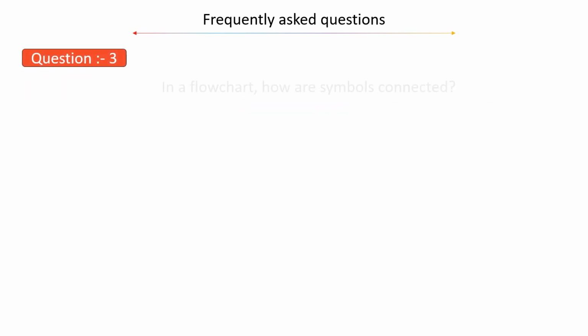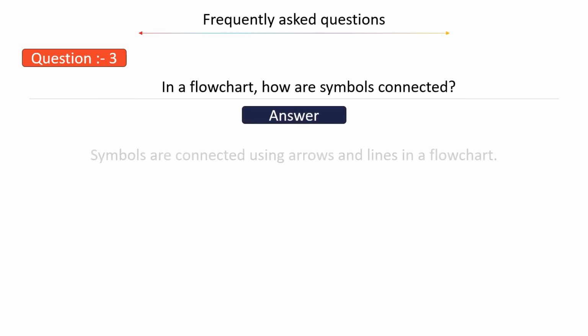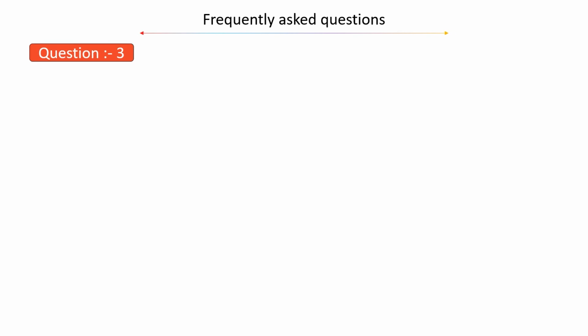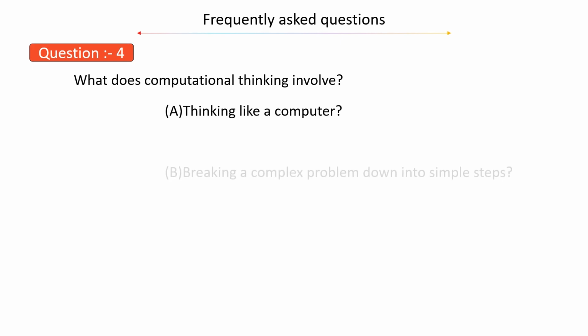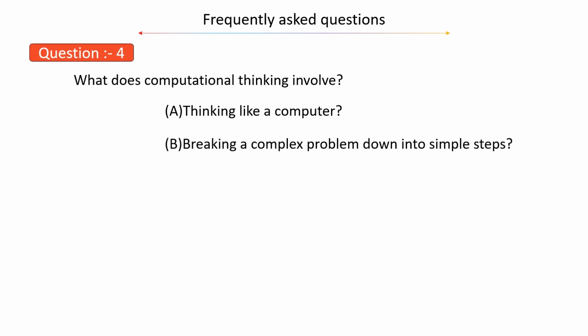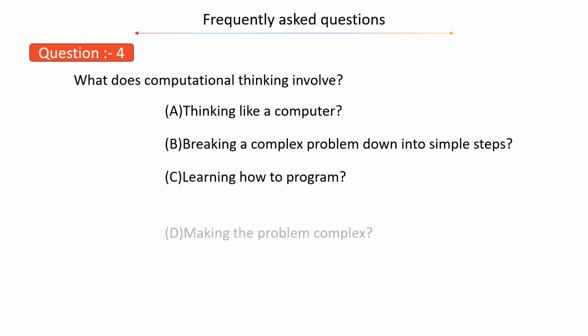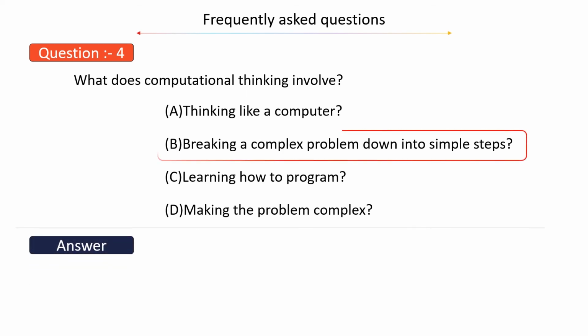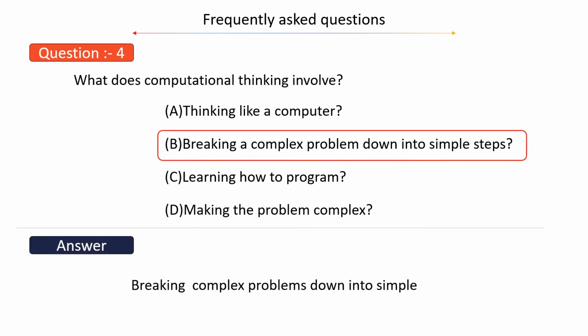Question 3. In a flowchart, how are symbols connected? Answer: symbols are connected using arrows and lines in a flowchart. Question 4. What does computational thinking involve? A. Thinking like a computer. B. Breaking a complex problem down into simple steps. C. Learning how to program. D. Making the problem complex. Answer: option B. Breaking complex problems down into simple steps. This is what computational thinking is all about.